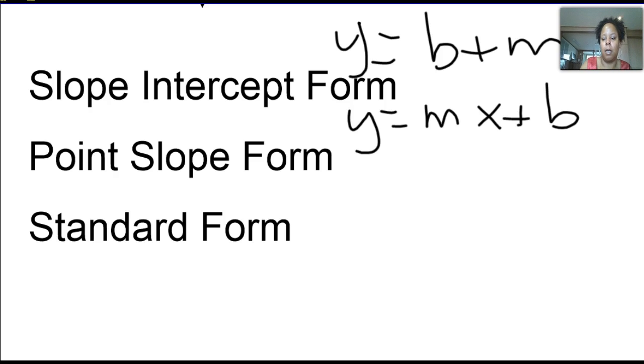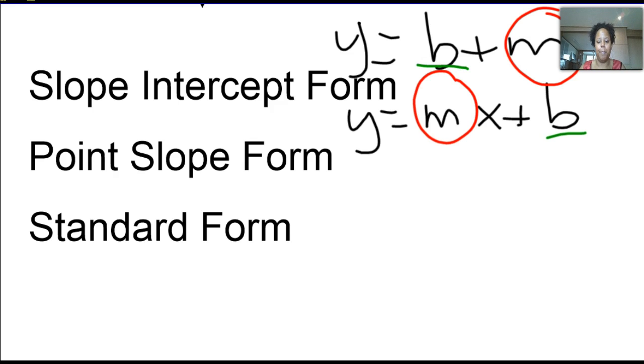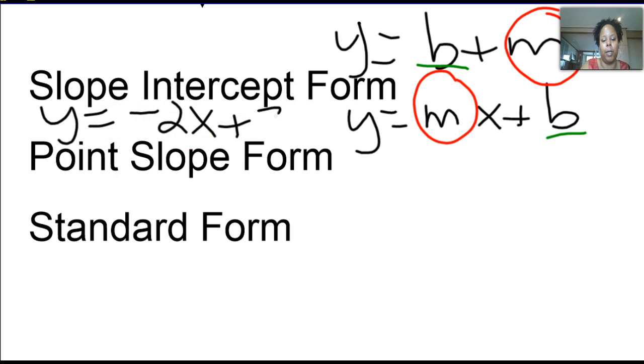The constants are m, the slope, which on a line always stays the same, and b, which represents the point where the graph crosses the y-axis. An example of that, and you guys know this from middle school, would be something like y is equal to negative 2x plus 3. That represents a line that has a slope of negative 2 and crosses the y-axis at the point (0, 3).